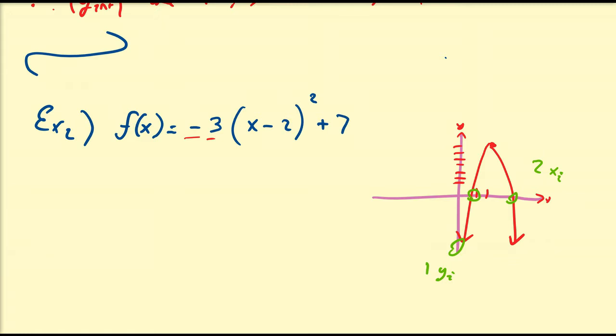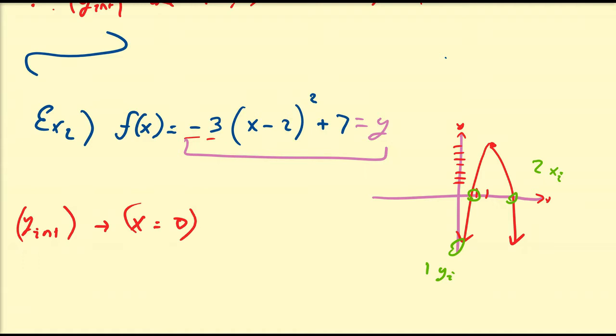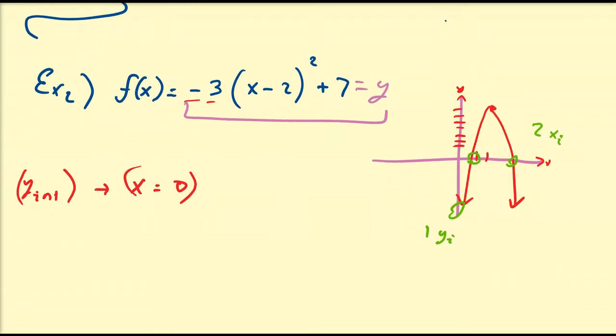Since this is a function of x, that means this expression is equivalent to the relation y is equal to that expression. So we're going to begin by finding the y-intercept, which means that x must be equal to 0. So if x must be equal to 0, then our relation becomes negative 3 times 0 minus 2, the quantity squared, plus 7 must be equal to y.